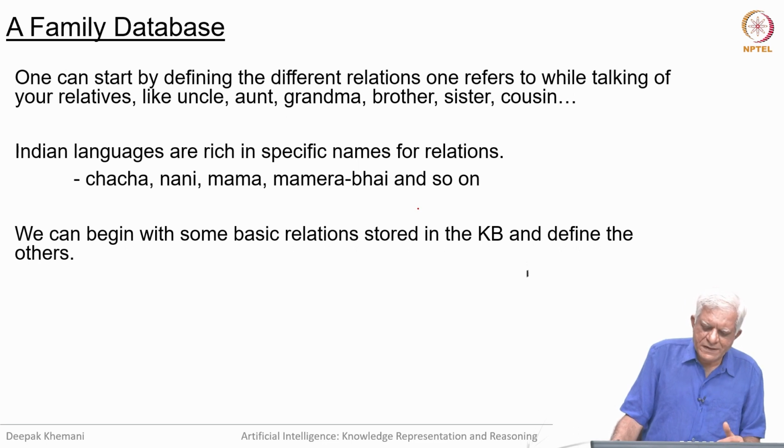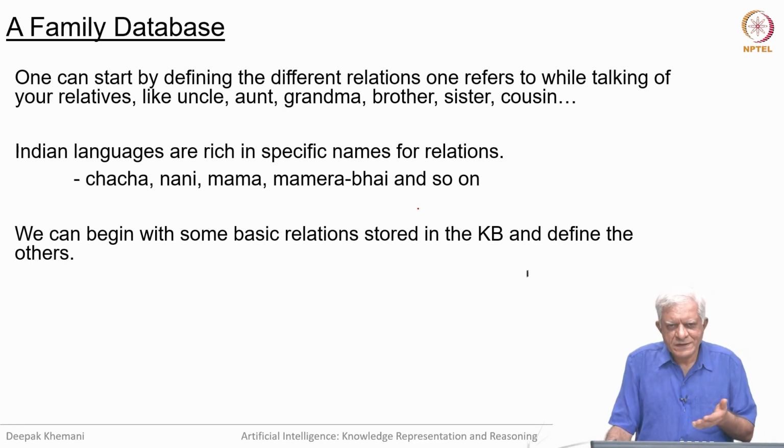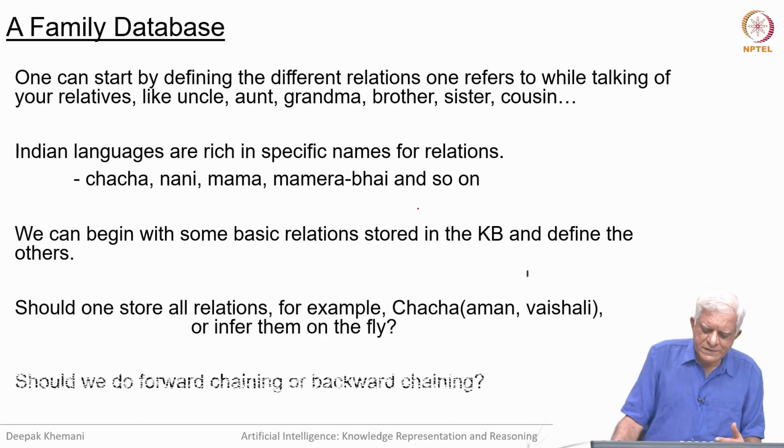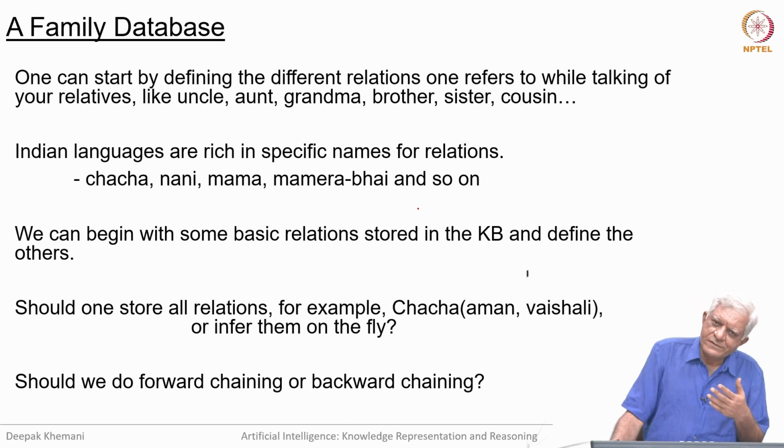We can define some basic relations which we will store in the knowledge base, and then we can infer the other relations from there by defining the connections between basic relations and the derived relations. So, for example, you might want to add the fact that Aman is the chacha of Vaishali. So, chacha means father's brother. Vaishali's brother is Aman. So, should we add them to the knowledge base or should we infer them as and when needed essentially?